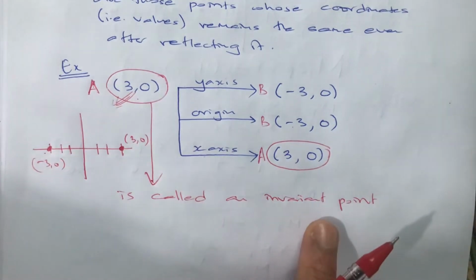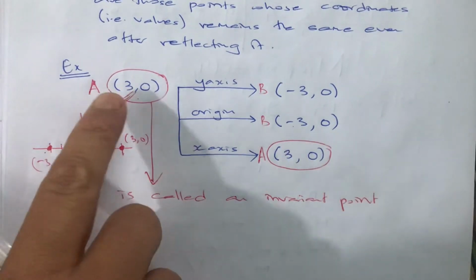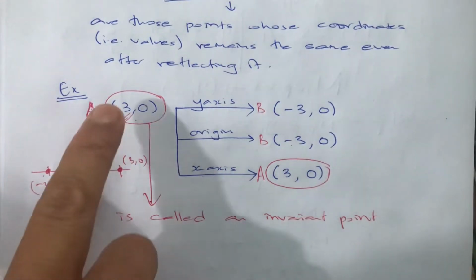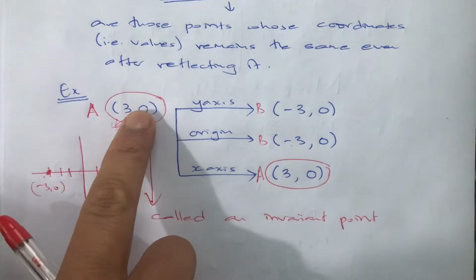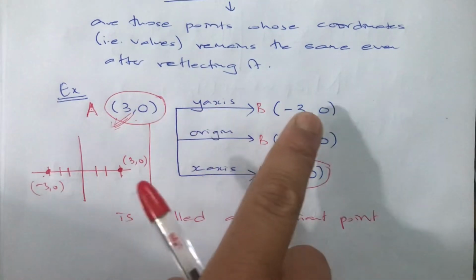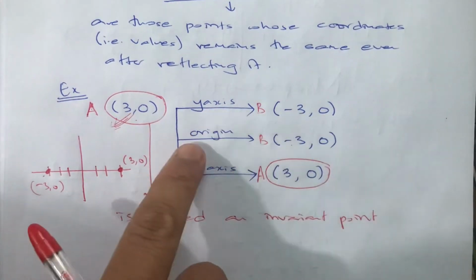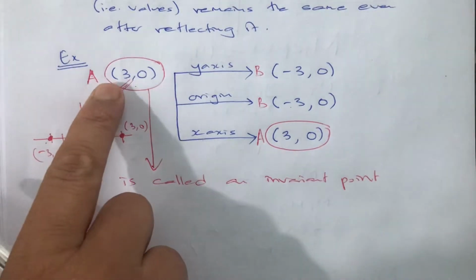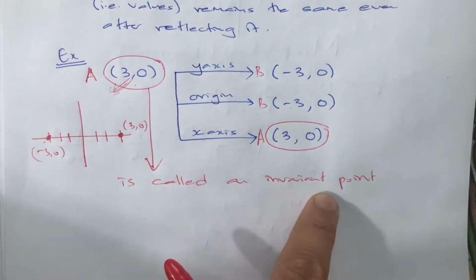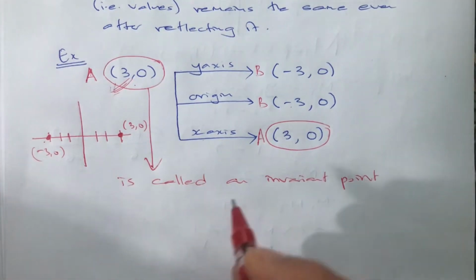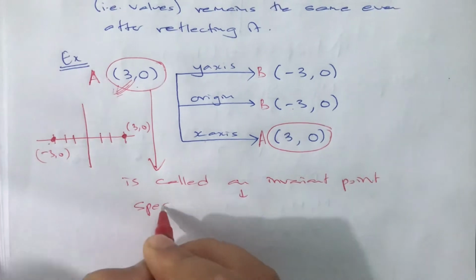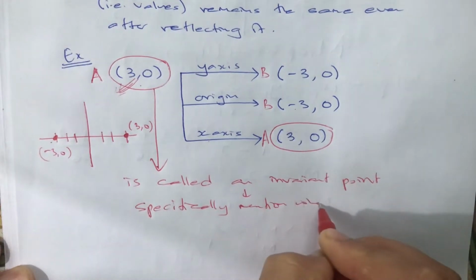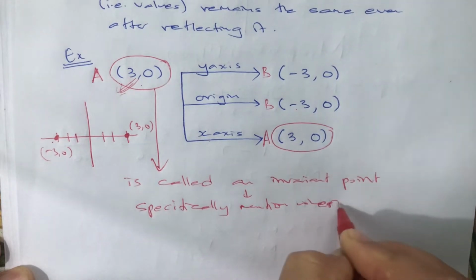But when I write an invariant point, you can't just write an invariant point, because invariant means the answer remains the same. That means my coordinates remain the same. But when I check this point on the y-axis, we got a different answer. It's changing. In the origin it is also changing. It's only in the x-axis that it is not changing. So when I write A (3, 0) is called an invariant point, if I say it's an invariant point, then we have to specifically mention where it is invariant.